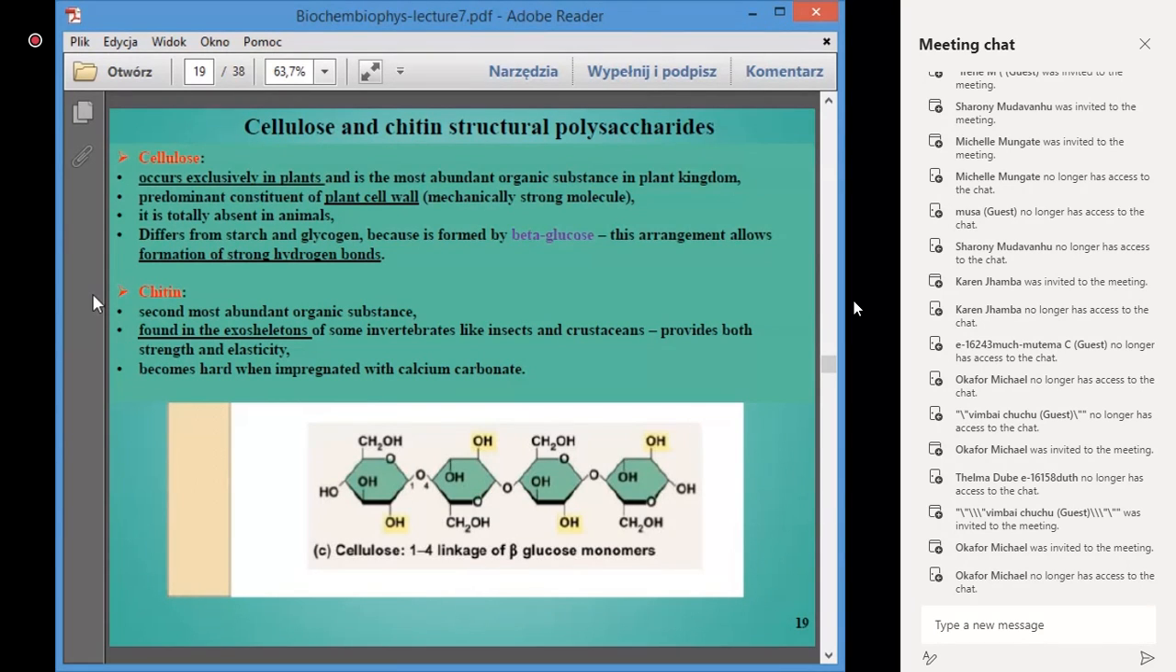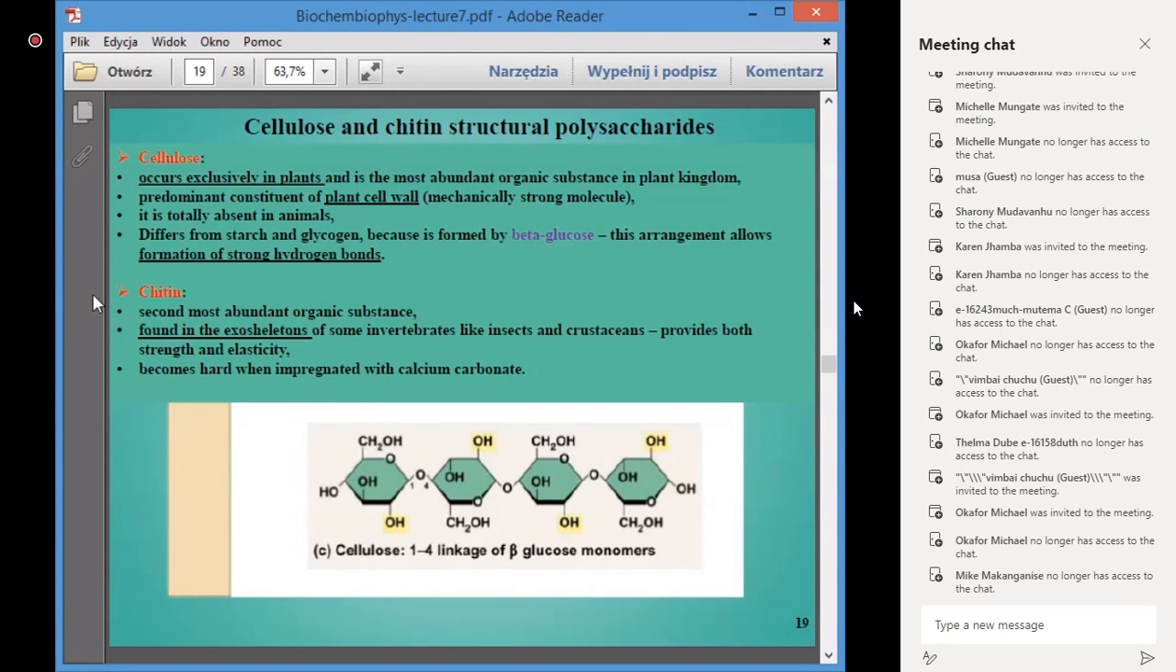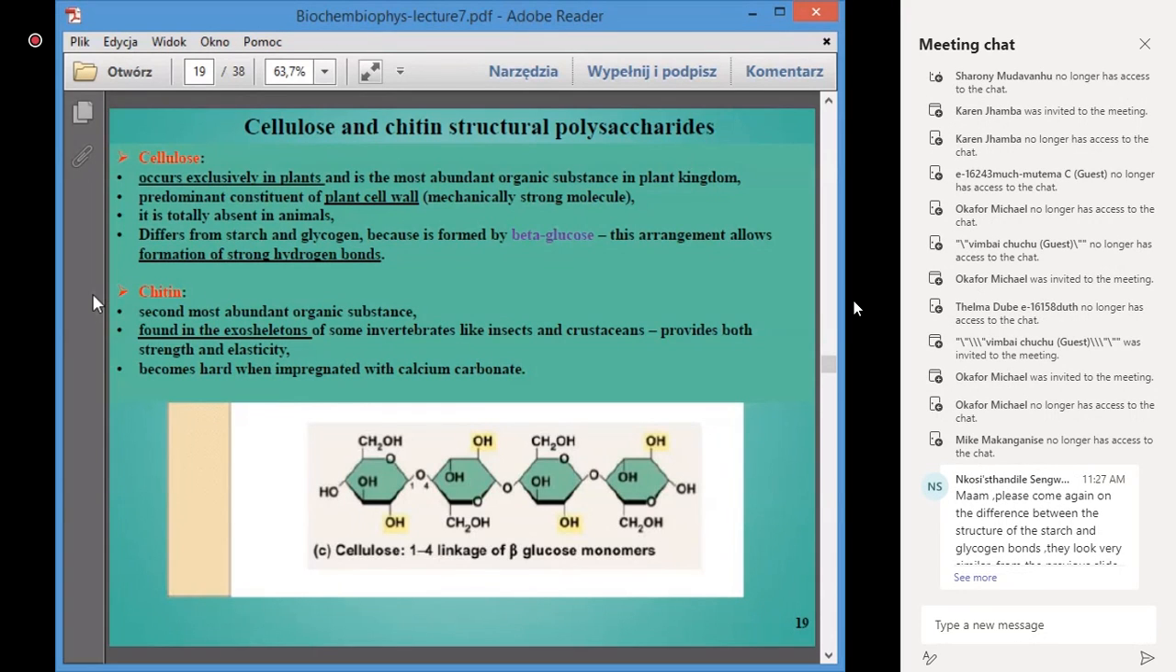Cellulose is different from starch and glycogen because it's formed by beta glucose. So it means that the arrangement of these basic glucose molecules allows formation of strong hydrogen bonds. So this is what I mentioned before. And you can find here the picture of cellulose.